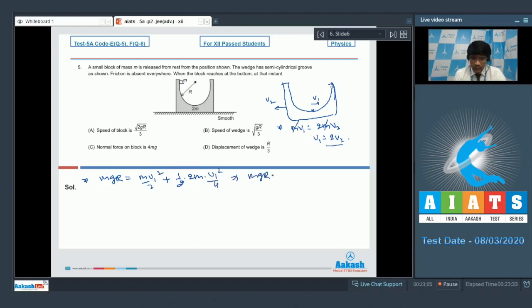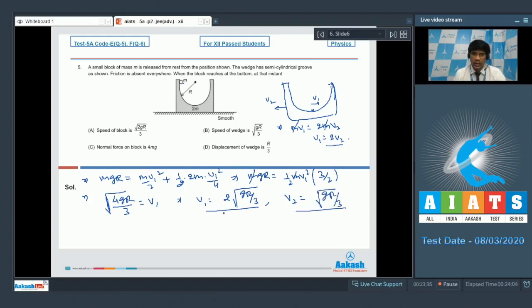So mgr must be equal to 1 by 2 m v1 square, into 1 plus 1 by 2, which is 3 by 2. So this would cancel out, and we are getting v1 square as 4gr divided by 3. So v1 is how much? It is 2 root under gr by 3, and v2 is square root of gr by 3. This is the velocity of mass m and 2m respectively. So option A is actually the wrong answer, and option B is the correct answer.